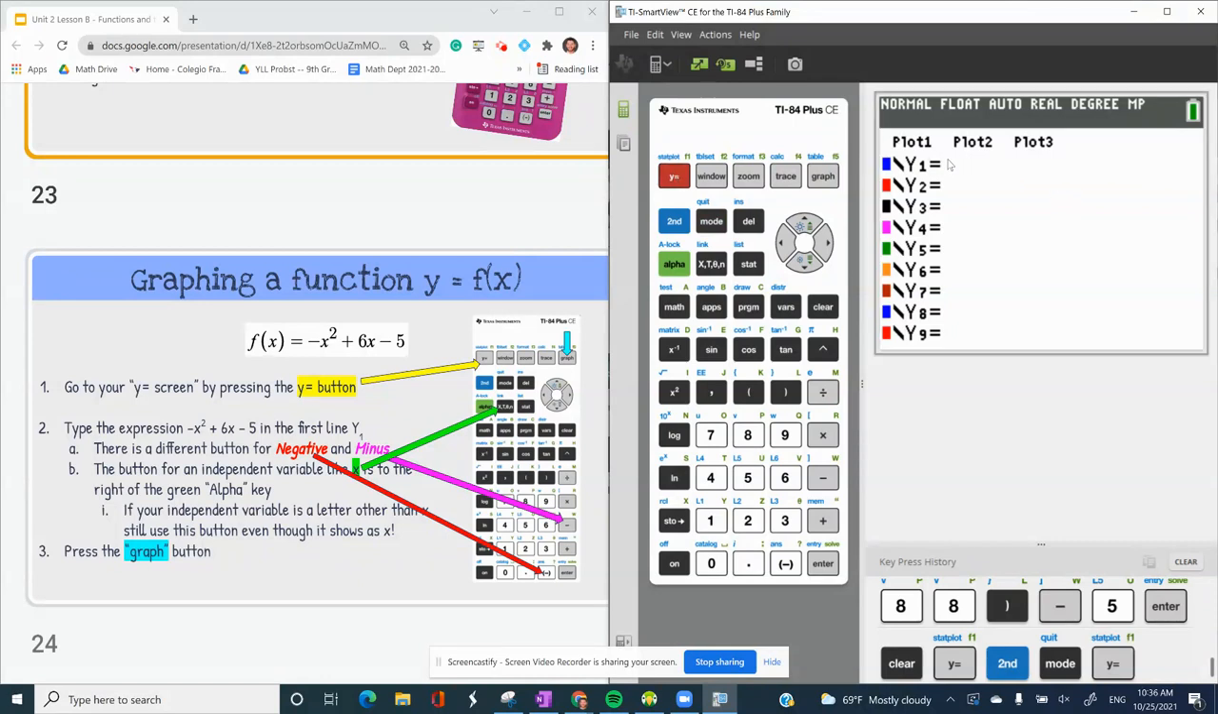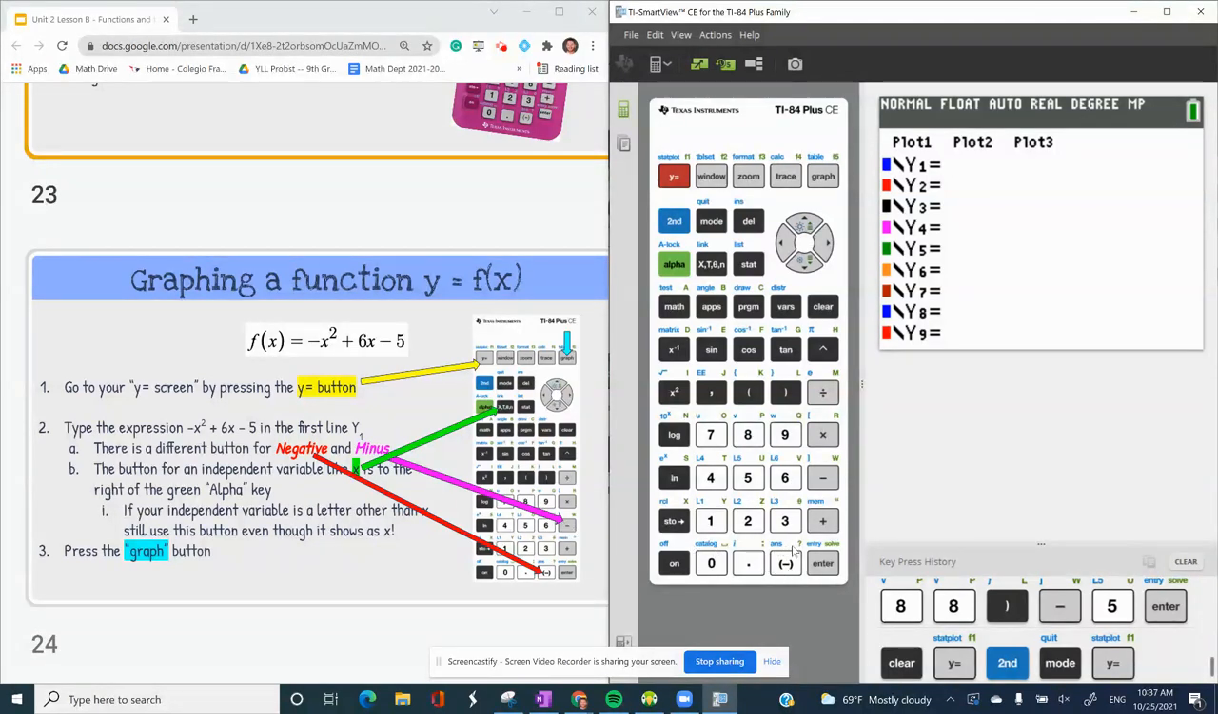And in here, you can see that we can graph any function by typing its expression in. So we can type negative x squared plus 6x minus 5. Remembering that there is a different button for negative, which is down at the bottom, and minus, which is on the right. So be very careful not to mix up the two.